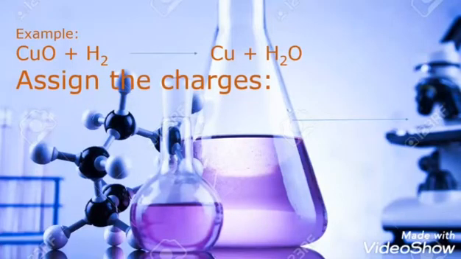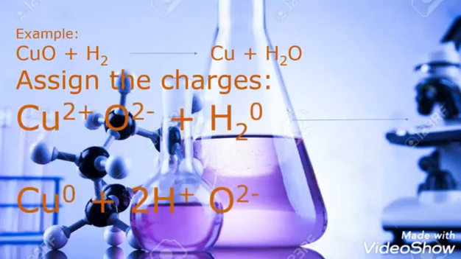Step number 2 is you need to assign the charges. Since it is copper 2 oxide and we all know that the oxidation number of oxygen is -2, therefore it means that the charge of copper in this case is +2. Hydrogen gas is an element, although it's a diatomic molecule since it is a gas. Therefore, the charge of hydrogen gas would be neutral or 0.